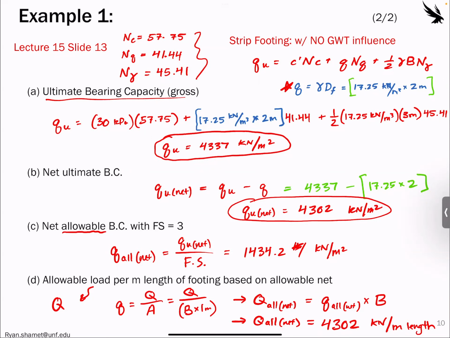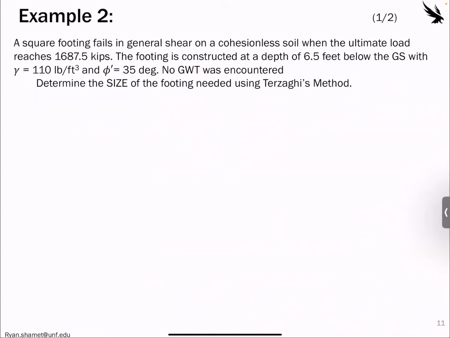Okay, let's look at another example. So this one is saying that a square footing fails in general shear on a cohesionless soil. So cohesionless meaning C is equal to 0. When the ultimate load reaches 1687.5 kip. So we're actually given an ultimate load. So we're given Q, uppercase Q.